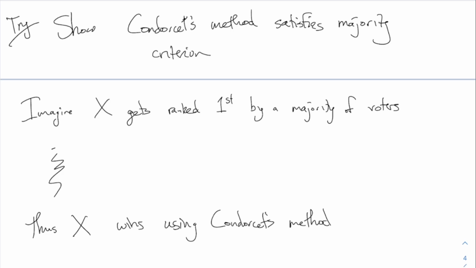So if they're ranked in the first position, I think that means that every time you pair them against somebody else, if they're ranked on top a majority of the time, they have to win against them. Okay. So you can say something like that.